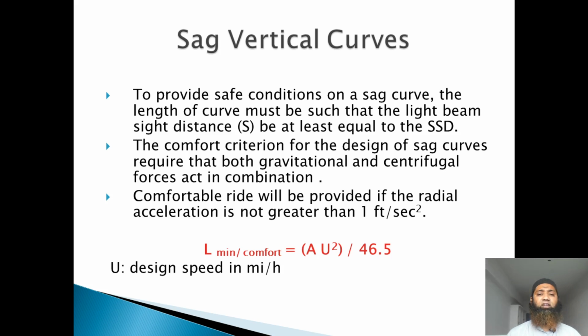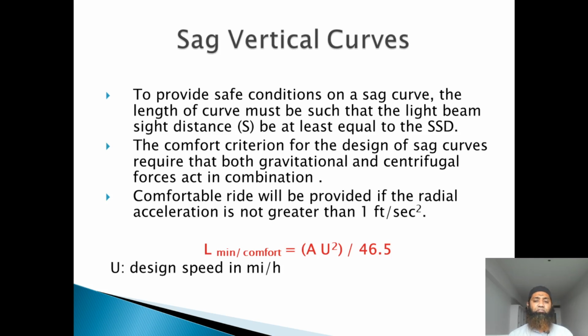To provide safe conditions on a sag curve, the length of the curve must be such that the light beam sight distance is at least equal to the SSD. So the length should be at least equal to the stopping sight distance. This is very important and should be maintained, because there are chances when children go onto the roads, or passengers are not driving properly, there might be very big chances of accidents also.